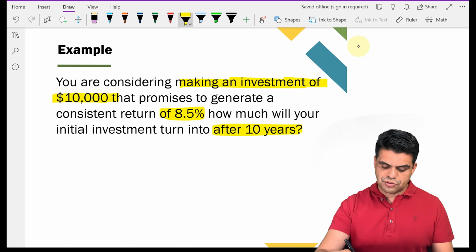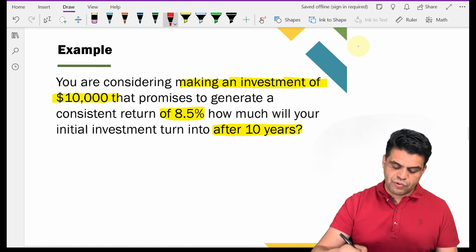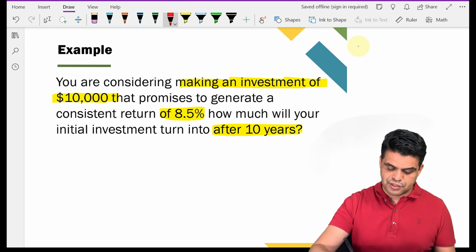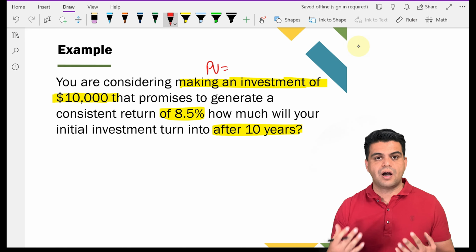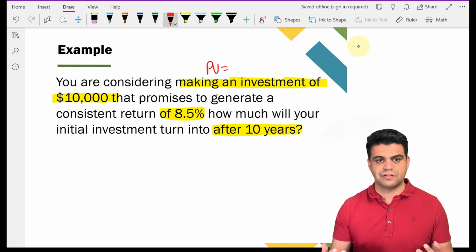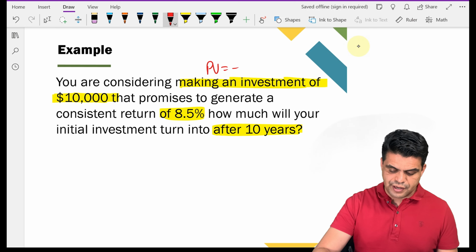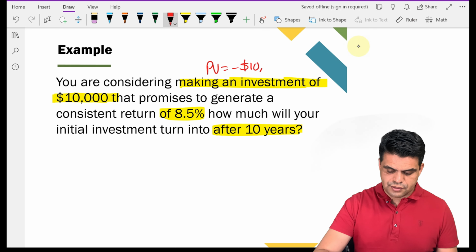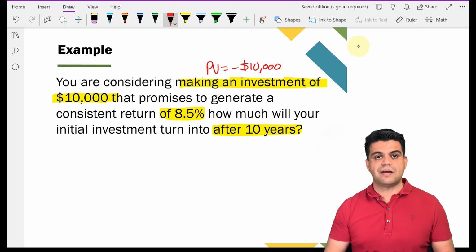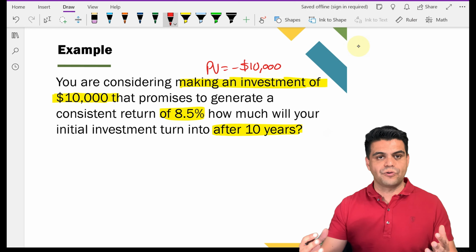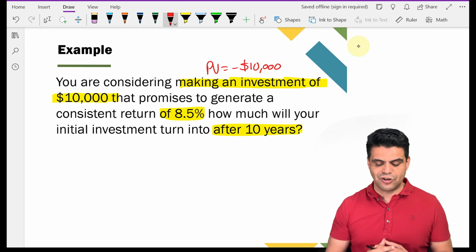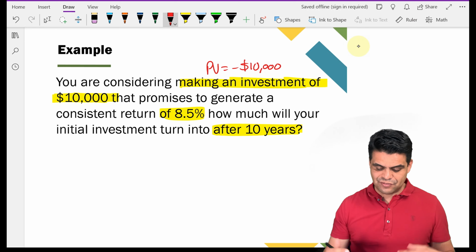Okay, so let's go through the first term. Here we've identified that this is our initial investment. So this is our present value, right? Should this be positive or negative in the financial calculator? This is going to be negative $10,000. That money is leaving, as I like to tell my students, it's leaving to go to work for you and make more dollars. So it's leaving, it's a negative, okay?